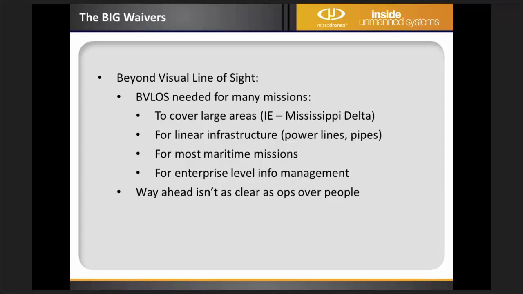We've already mentioned linear infrastructure, power lines, pipelines. If you've got a pipeline that stretches from Canada to the United States, that's going to be tough to do if you've got to pick up your UAS and throw it every couple of miles. Most maritime, if you're operating from a boat, or certainly from a shore-based facility, it's going to be tough to do that unless you fly beyond line of sight.